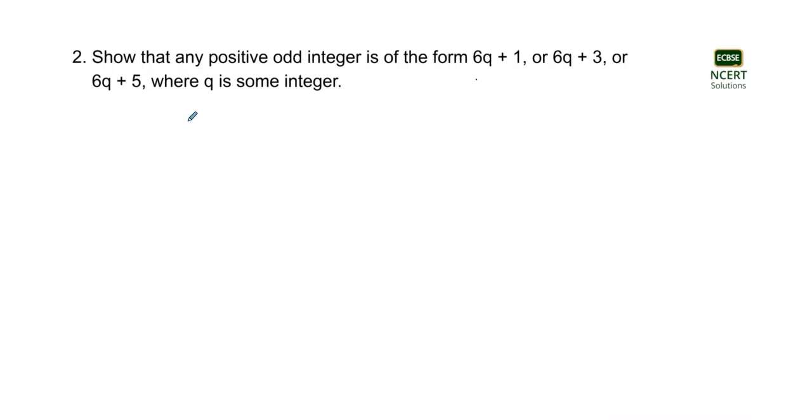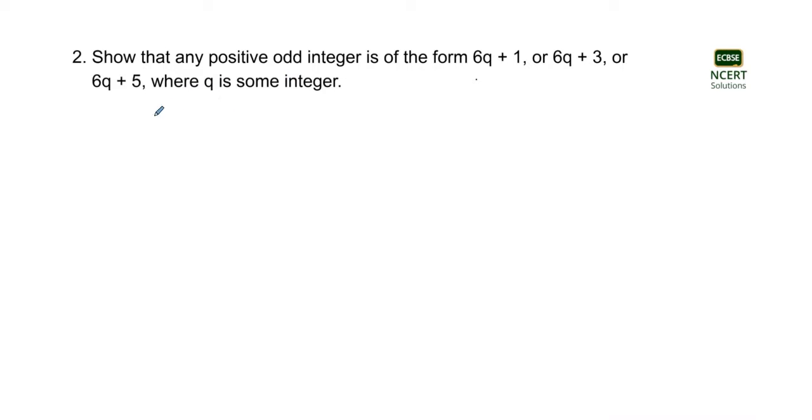Guys, so here we are with the second question of exercise 1.1 for the chapter Real Numbers. The second question is, show that any positive odd integer is of the form 6q plus 1 or 6q plus 3 or 6q plus 5, where q is some integer.